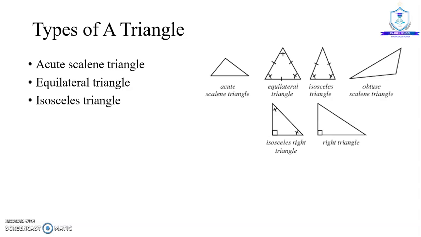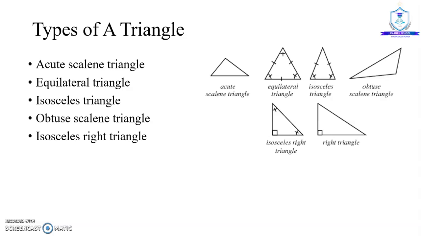An isosceles triangle is a triangle whose only 2 sides are equal to each other and 2 of the angles are equal to each other. The next type of triangle is called an obtuse scalene triangle, and this is a triangle whose one of the angles is greater than 90 degrees and none of the sides is equal to each other.